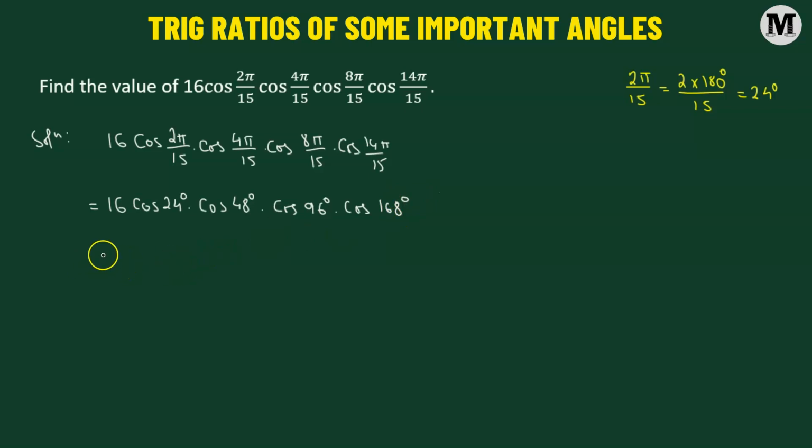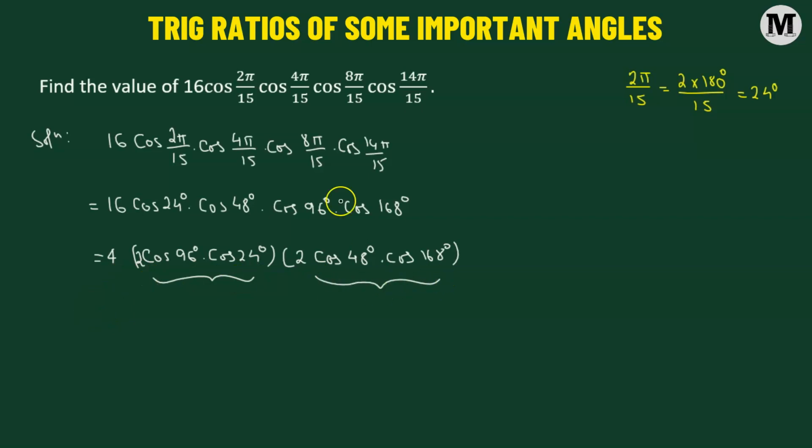Okay, so what we'll do here, we're going to take two cosine functions at a time. We'll take cosine of angle 96 degrees and cosine of angle 24 degrees as one combined set. So we'll take a factor 2 from 16, which leaves 8, but again we'll take another factor 2 and multiply the remaining two cosine functions, cosine of 48 degrees times cosine of 168 degrees. In total we have taken 4 factors, so we are left with another factor 4. The reason why we wrote it in this particular form is because this is a formula.